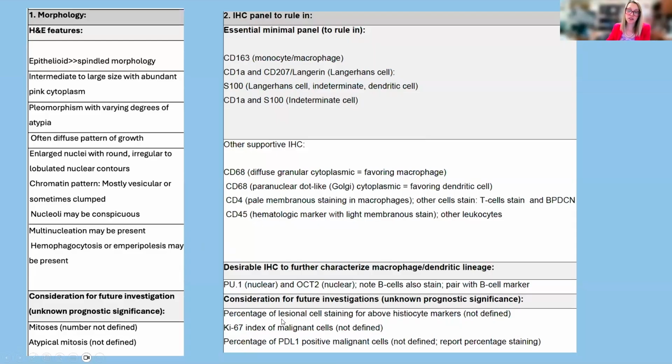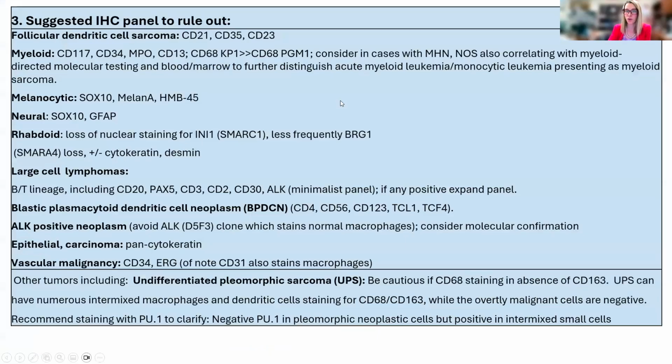Now, other things that seem to be important, the Ki-67, it's still sort of future investigations as to whether mitosis and Ki-67, how much that plays into the diagnosis. And again, when we look at percentage of cell staining, it's not quite defined. I think in the cases with indeterminate, that would probably be the only time, if it's really low, longer in expression, less than 5%, to consider it in that grouping.